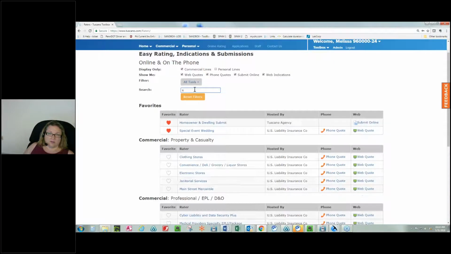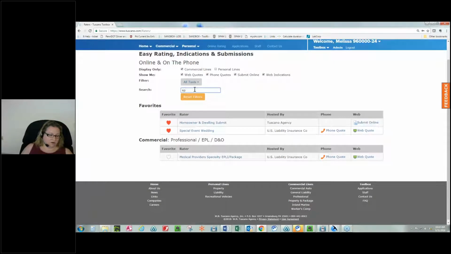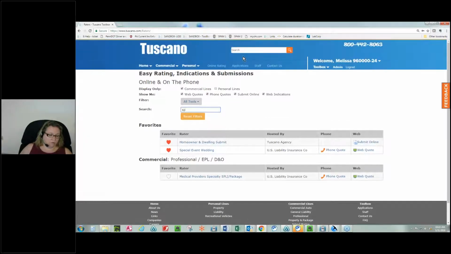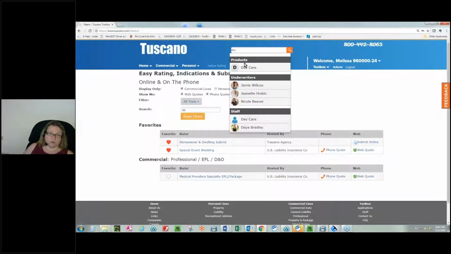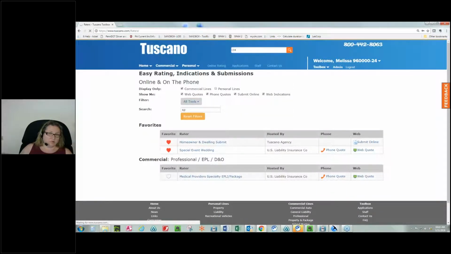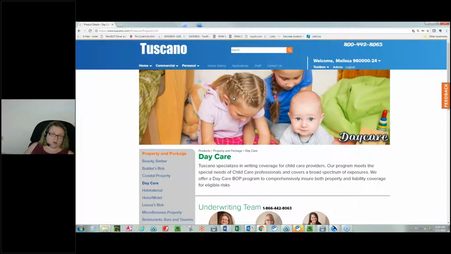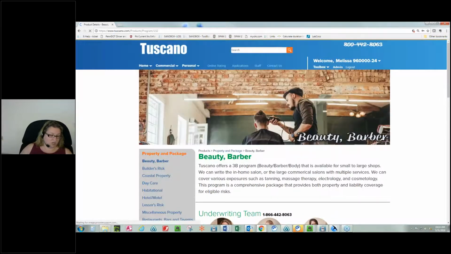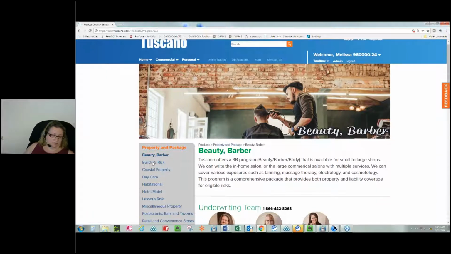Though our bread and butter in the small business unit is our daycares and beauty salons. We have the ability to write in-home and commercial daycares on a BOP form that includes professional coverage as well. We can also write the beauty salons with tanning on that BOP form with the professional as well. The daycares start around $500 and the beauty salons start around $350 if they fit into the BOP program.